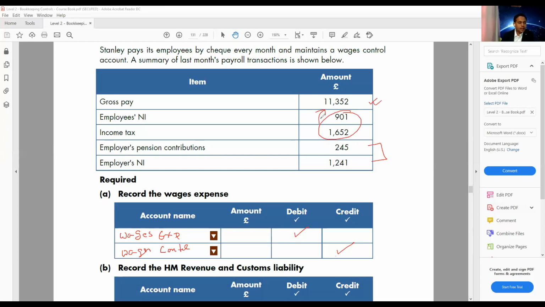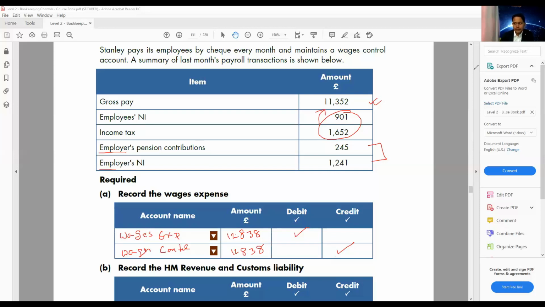We need to add gross pay plus employer's pension contribution plus employer's NI. Anything related to the employer is never included in the gross pay. Gross pay is all about the employee cost. If I add these three, let's do that: 11,352 plus 245 plus 1241 is 12,838. Yeah, thank you, Preksha. Thank you, Aya.